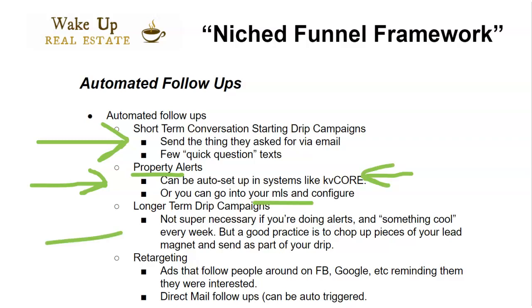Next, we have longer-term drip campaigns. This is typically where a lot of agents really waste a lot of time and they get bogged down. They're like, I want to create a 2-year drip campaign for first-time buyers. Well, you can do that, and sure, it will help. Everything helps, but it's not super necessary if you're doing the property alerts and you're doing some conversation starting in the beginning, and if you are doing the manual something cool once a week follow-up that we recommend, at least once a week, sending something unique, that functions as a better drip campaign than anything else.